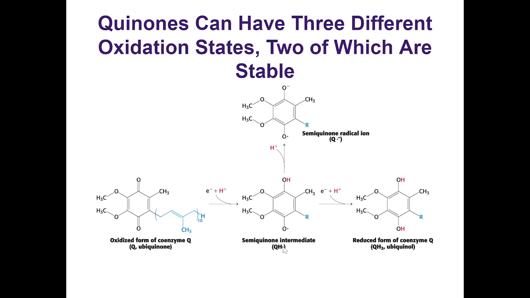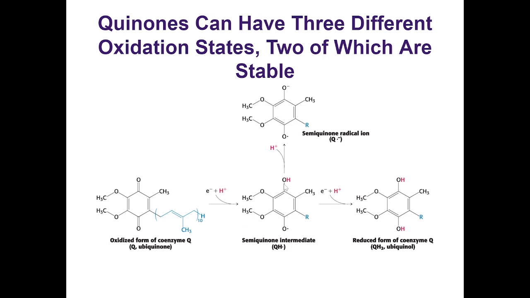Notice that little dot there. What does that mean? Typically that means free radical, right? And so this is a radical actually. And this is one of the reasons that it's so unstable. Okay? Now, again, QH dot, semiquinone.